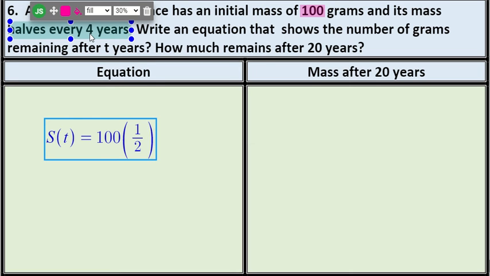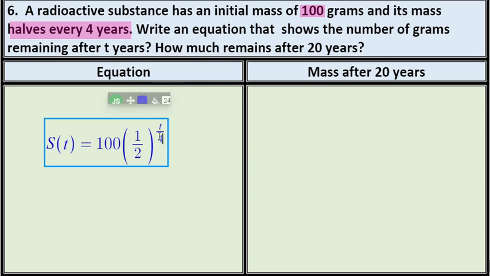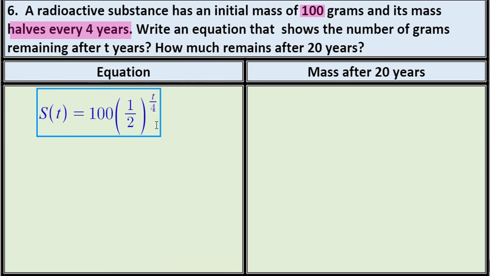So when I do my exponent, I'm going to put t, but I'm going to divide t by 4 because that doesn't happen every year. It happens every 4 years. So I have to say t over 4 because in 4 years, it gets cut in half one time. In 8 years, it would get cut in half twice. So that's the trick when we talk about not having every year, but having every 4 years.